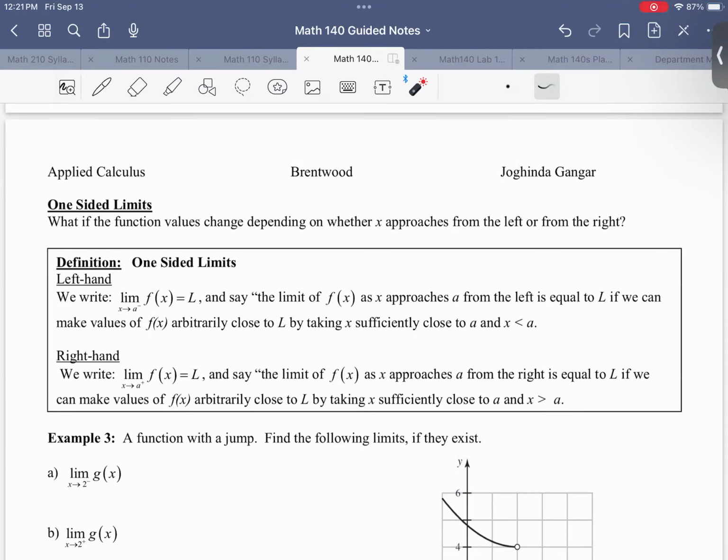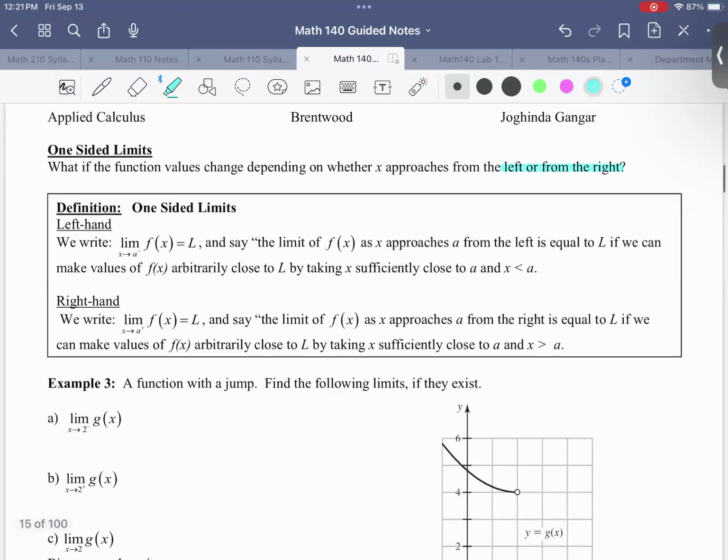Okay, hi everyone. Still continuing section 1.4, and now we are on the topic of one-sided limits. So let's read this leading question here. What if a function changes values depending on whether the x approaches from the left or from the right? So looking at the left side of that x and right side of that x. This brings in the definition of one-sided limit. So you're going to have two types of limits, a left hand and a right hand.